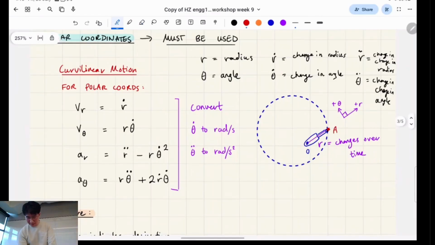So the velocity of point A might look something like this, V. But there's two components to it. There's VR, which is the velocity in the radial direction, and then there's V theta. So these are components, just like how we had force components, the force in the x direction, force in the y direction. We're splitting up the velocity into the radial direction and the angular direction.